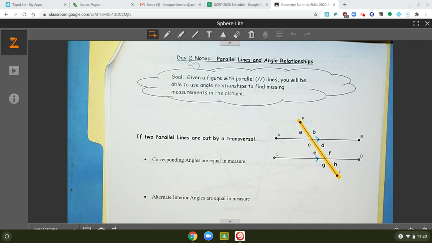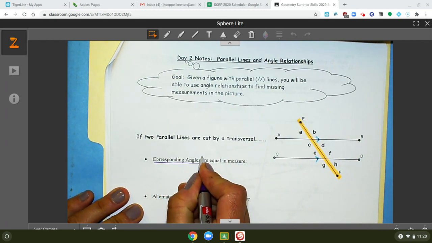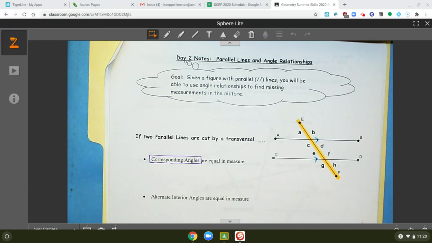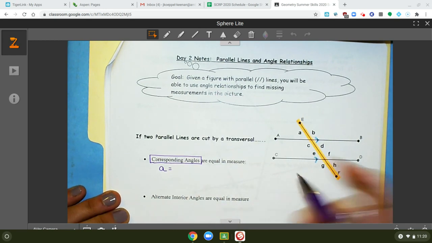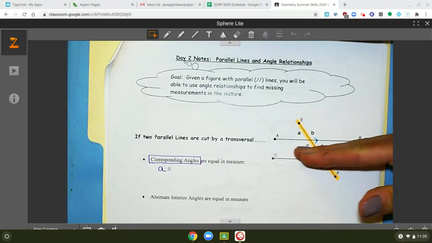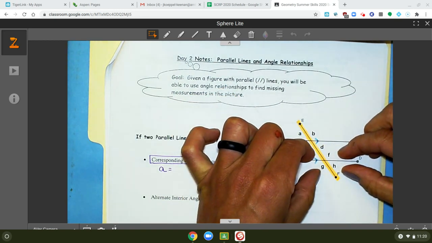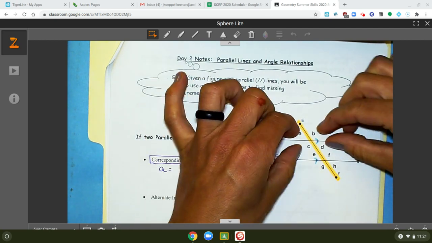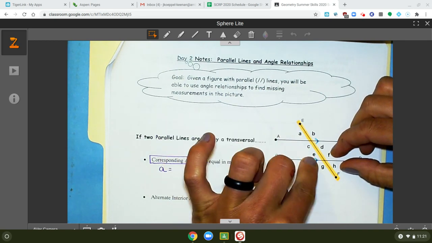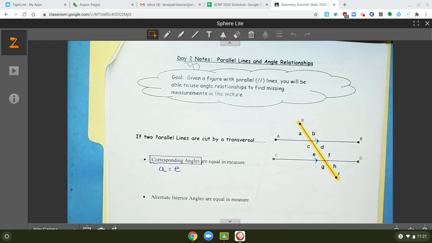The first one that we're going to be looking at is corresponding angles, which are equal in measure. Corresponding angles are angles that are in the same location, except one is on the top parallel line and the other is on the bottom parallel line. So for instance, if I were to give you angle A, what would A be down here? If I cut straight through the middle between the two parallel lines and slid the top four angles straight down onto the bottom four angles, A would now be directly on top of angle E. So angle A is equal to angle E because they are corresponding angles.